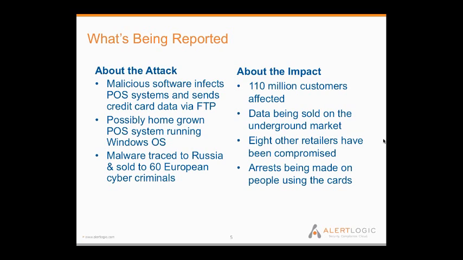The data started being sold on the underground in small batches, so it was actually difficult for researchers at that time to figure out where this data was coming from. Usually they'll do a big dump and sell it all at once. They were selling small amounts at a time, so it made it really difficult for us. Eight other retailers were compromised at the same time, all POS systems, and we'll get into a few of those a little bit later. And they began actually arresting some of the card users.